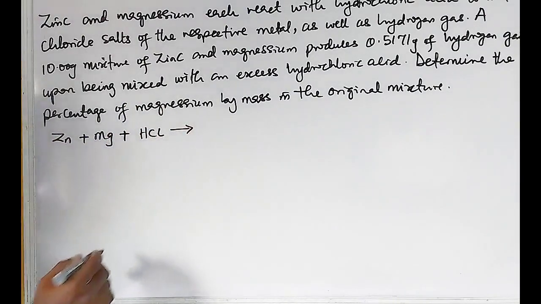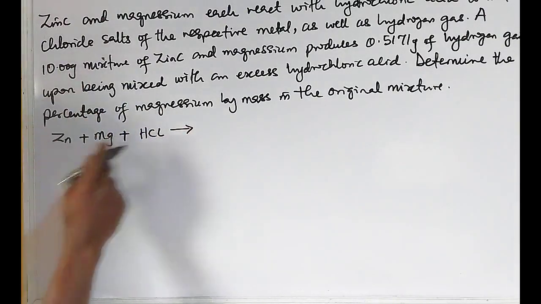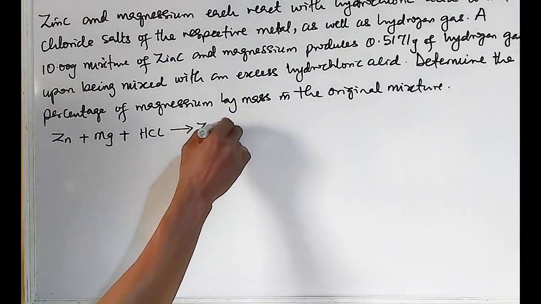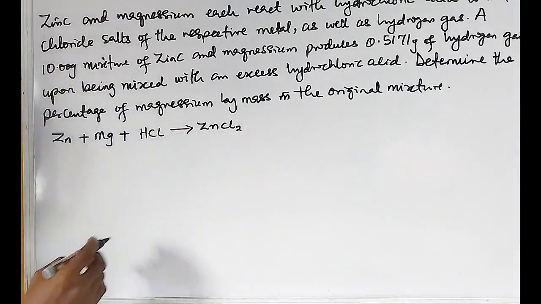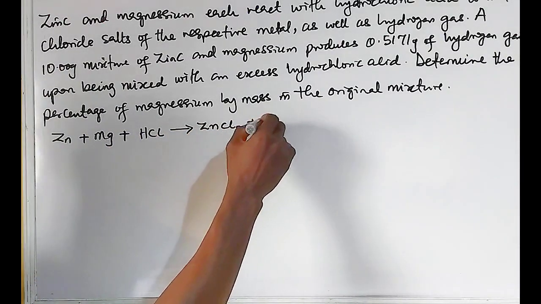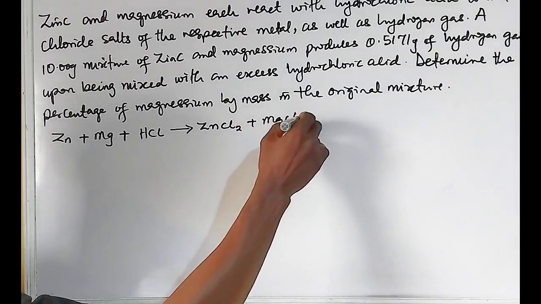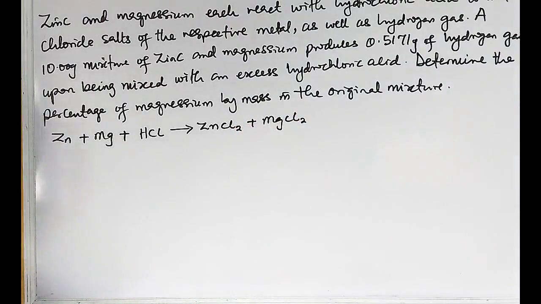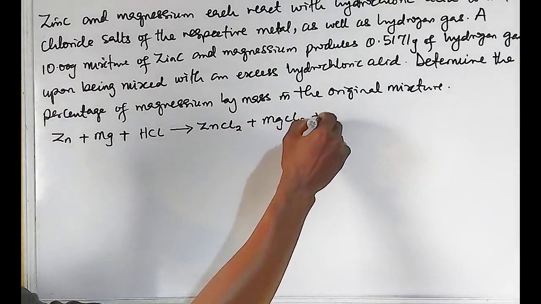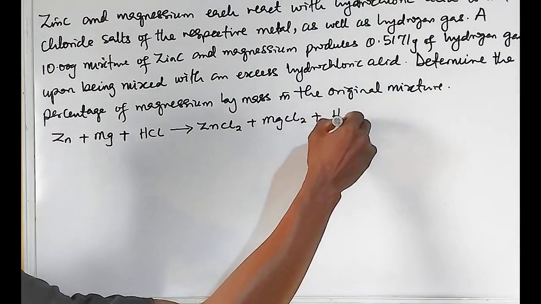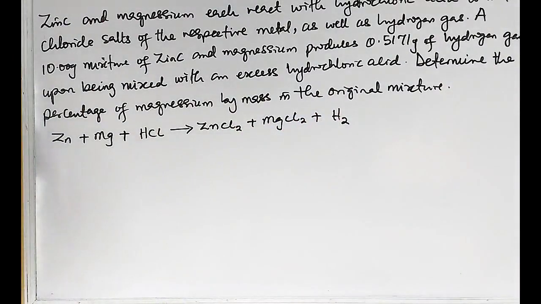Now, to produce their respective chloride salt, here we have zinc chloride 2, then we also have magnesium chloride 2 and hydrogen gas. Alright, let us see if this equation is balanced.